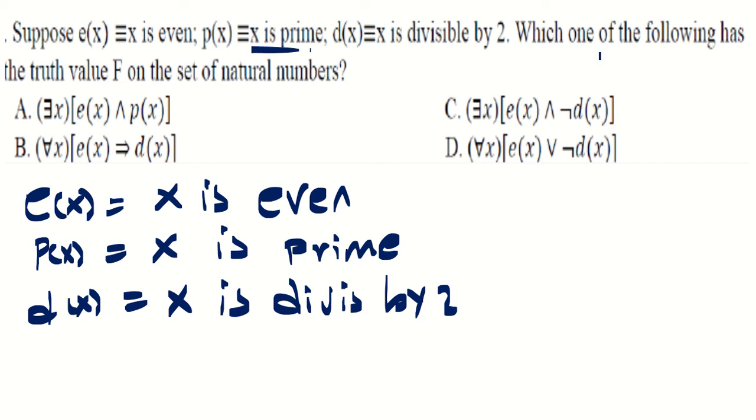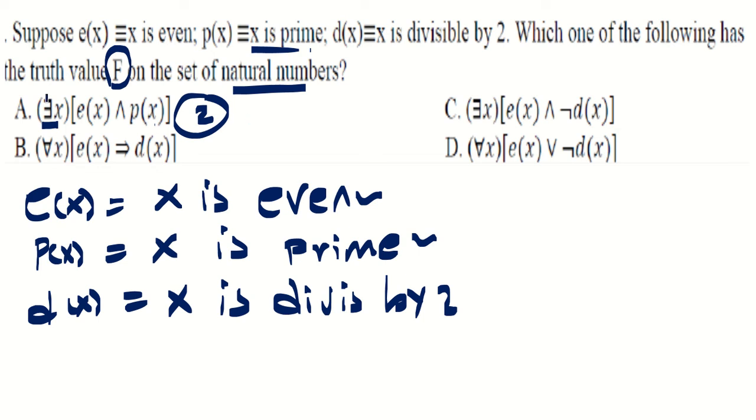It says, which one of the following has truth value false? Which one is false? Under the set of natural numbers. Remember, we are talking about x, the set of natural numbers. Now, there exists x, E of x and P of x, means there is a number which is even and prime. Yes, that number is 2. 2 is an even number, at the same time it's prime.